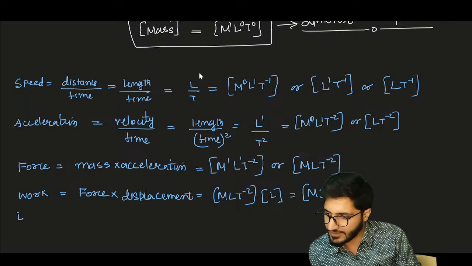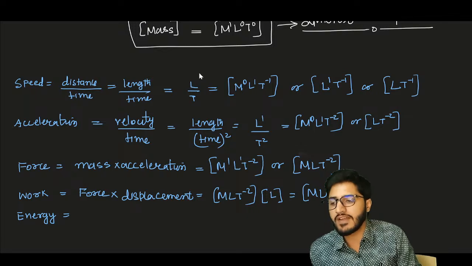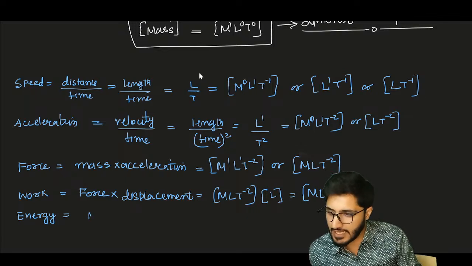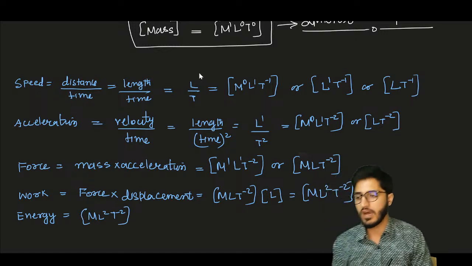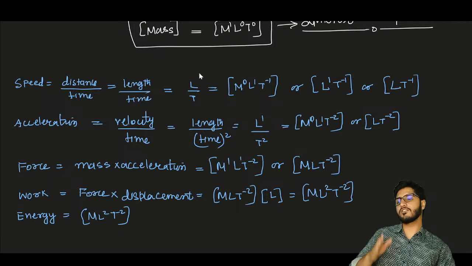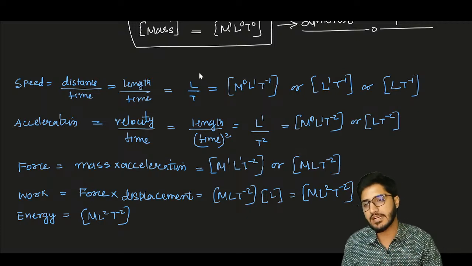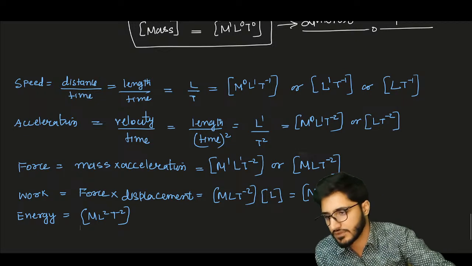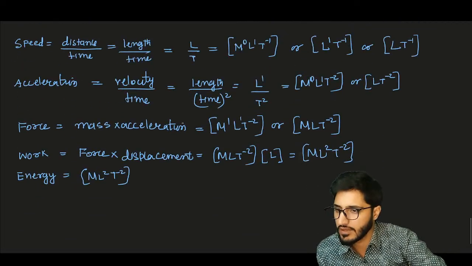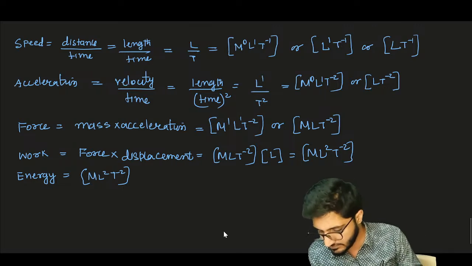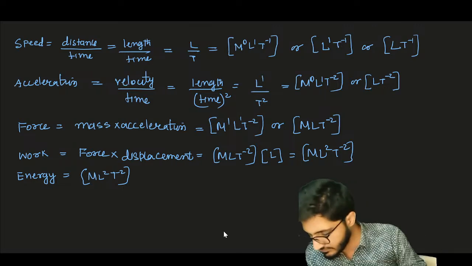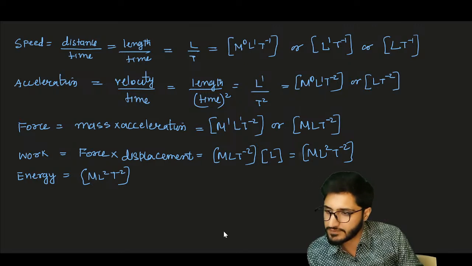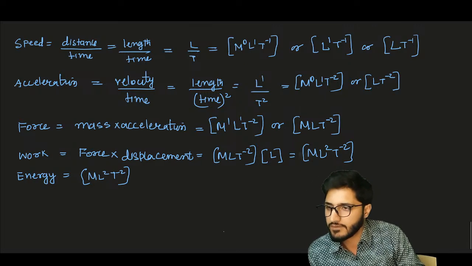Same we are having energy. The dimensional formula of energy is same as of the work. It is ML2T minus 2. How can you write the dimensional formula of energy as ML2T minus 2? Let us take the example of kinetic energy. Look now.